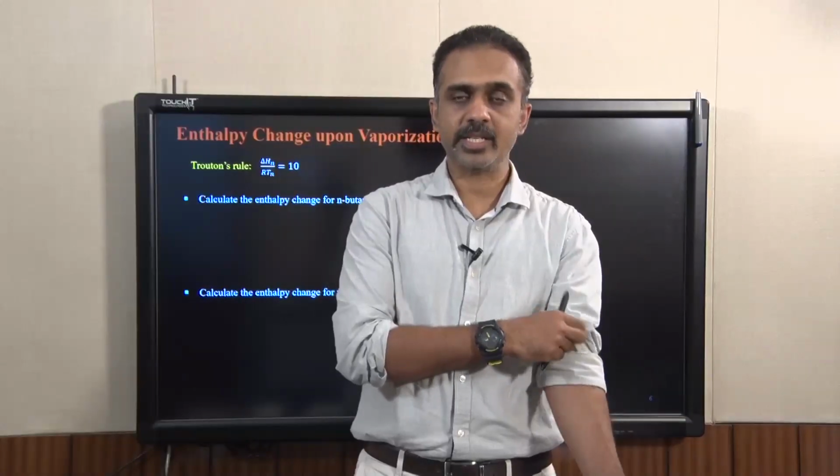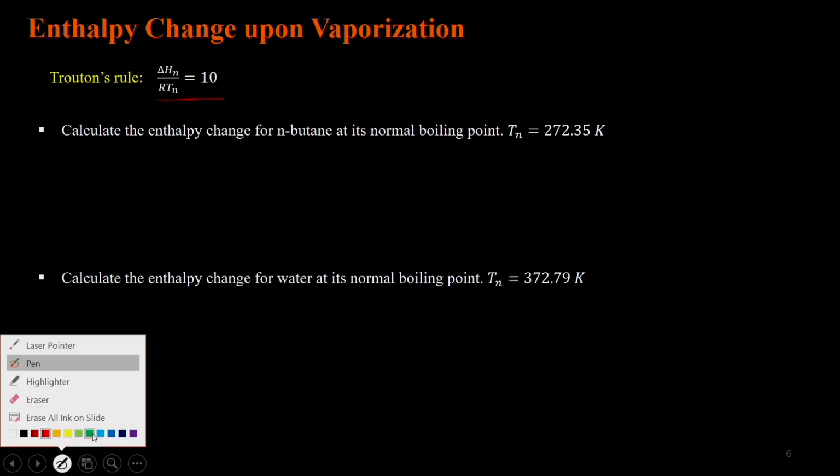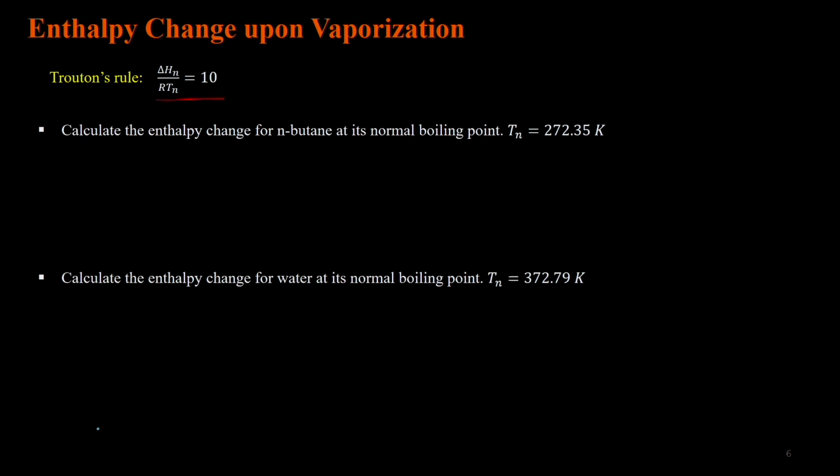One of the easy estimates of enthalpy change upon vaporization is obtained using what's known as Troughton's rule. It says that the enthalpy change for vaporization at its normal boiling point is given by this expression right here for most liquids. So if I were to calculate the enthalpy change for N-butane, and I know that its normal boiling point is 272.35 Kelvin, normal boiling point being the boiling point at atmospheric pressure, so P is 1.01325 bars, right? At this pressure, if the boiling point is 272.35 Kelvin, I'm interested in calculating its enthalpy change.